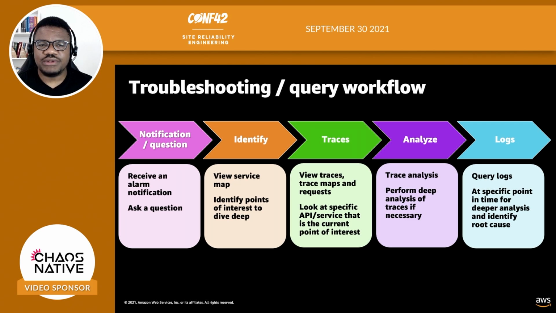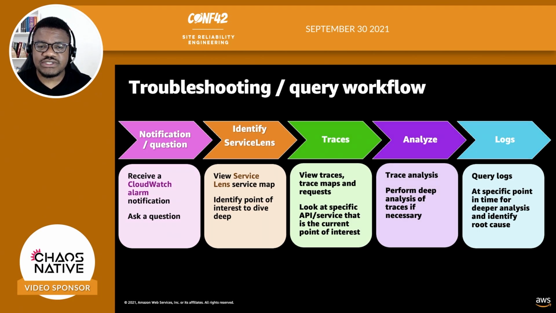So far, we have looked at the native AWS services that you could use for implementing observability within your application. Now, let's go back to that troubleshooting workflow and see how these services fit into each of the stages of this workflow. In the notification stage, you can use Amazon CloudWatch Alarms to notify you if there is any kind of incident within your application or any metric that breaches a threshold. And then you can also use ServiceLens with its service map capability to identify potential points of interest where you might want to deep dive.